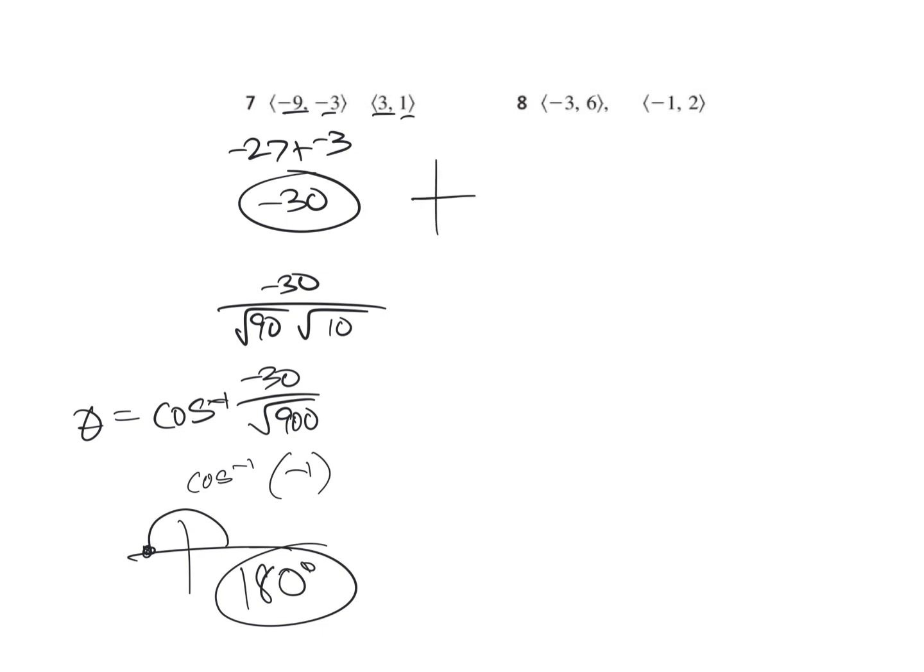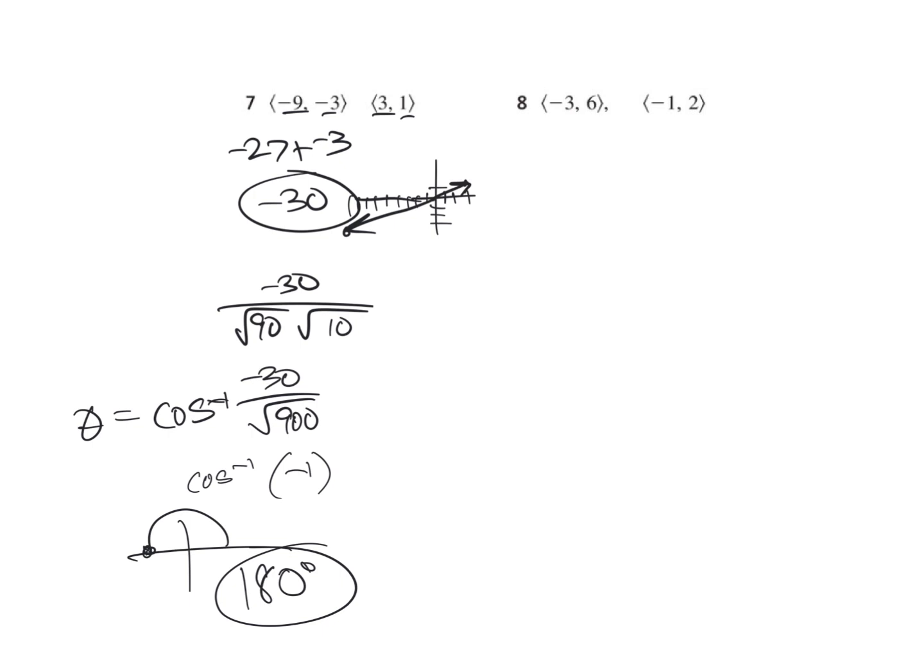So visually, negative 9, 1, 2, 3, 4, 5, 6, 7, 8, 9, negative 3, 1, 2, 3. So there's that vector, and 3, 1, 1, 2, 3, 1. They form a straight line, so they're parallel, slopes are the same, and they're just going opposite directions.